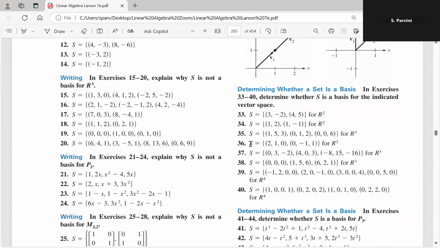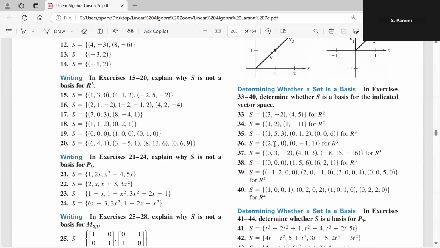Let's take a look at number 36. In number 36, determine whether S is a basis. For these, we can pretty much look at some of them and answer. In number 36, for R3, remember, for a basis we need to have three vectors. Not enough, only two. So 36 is not a basis.